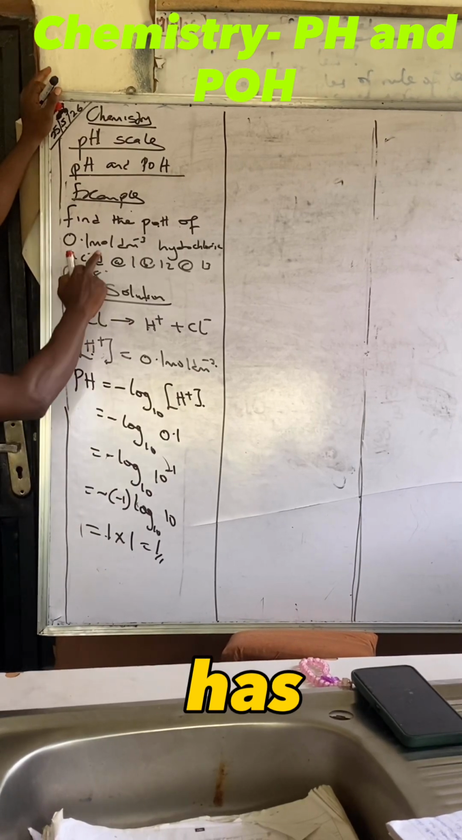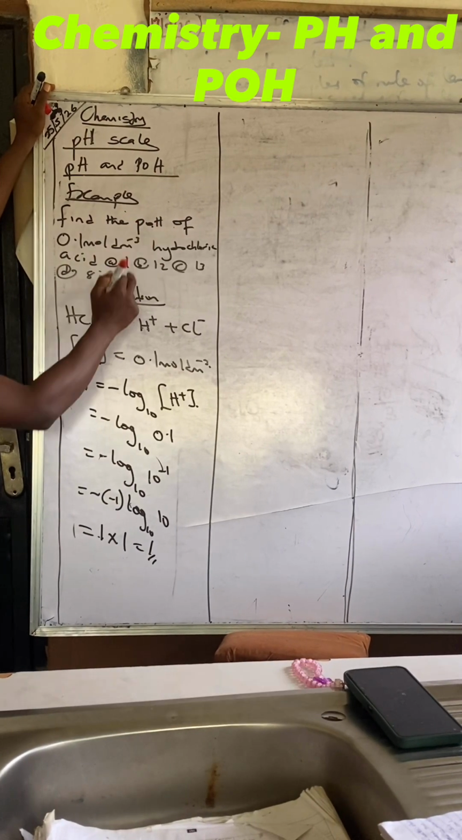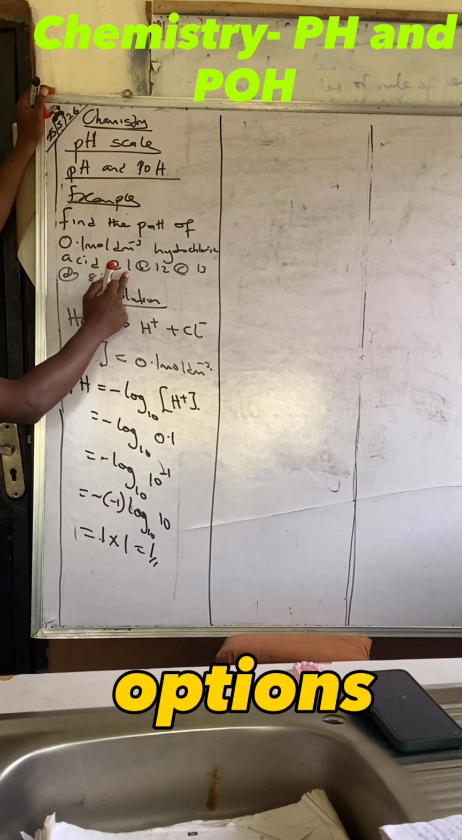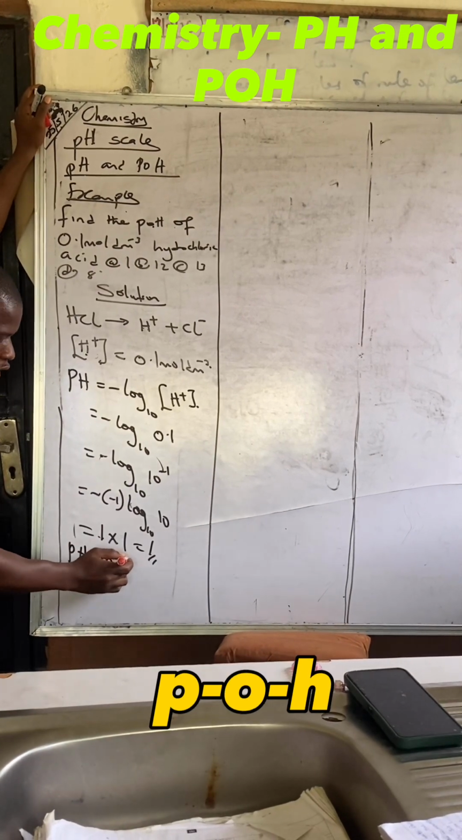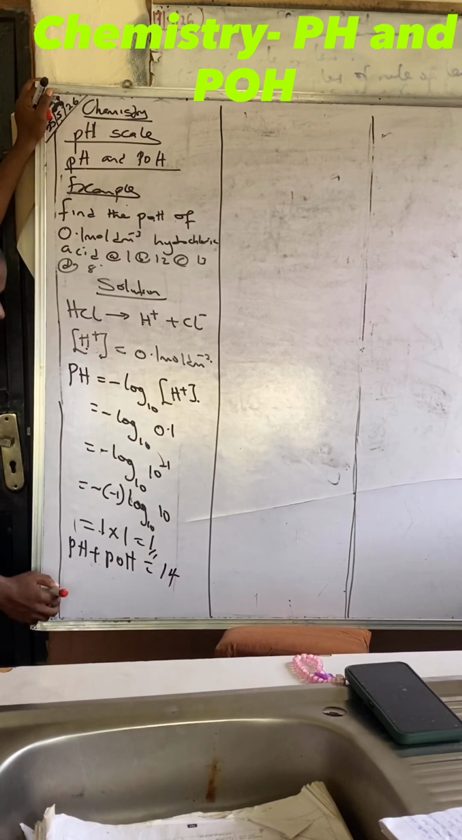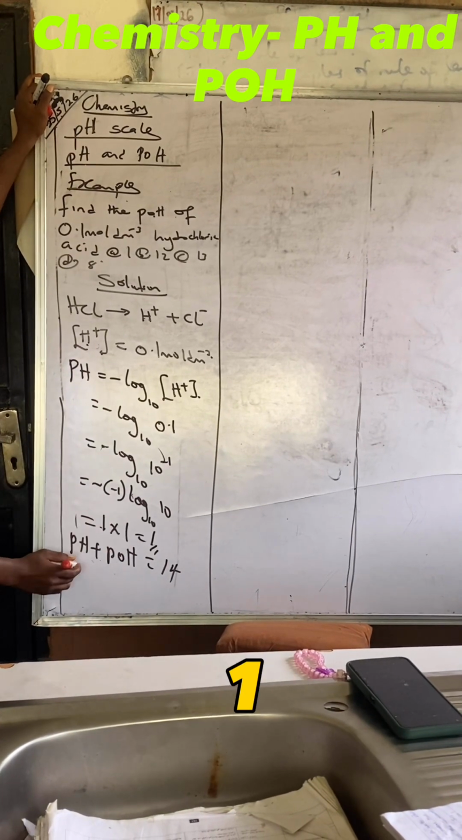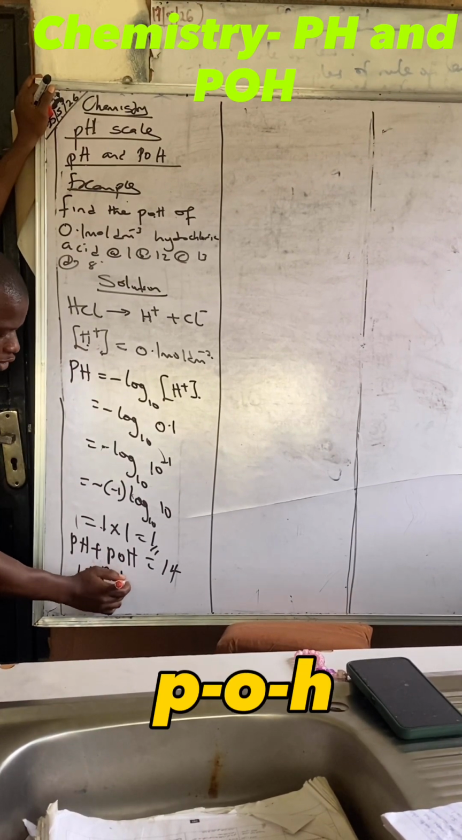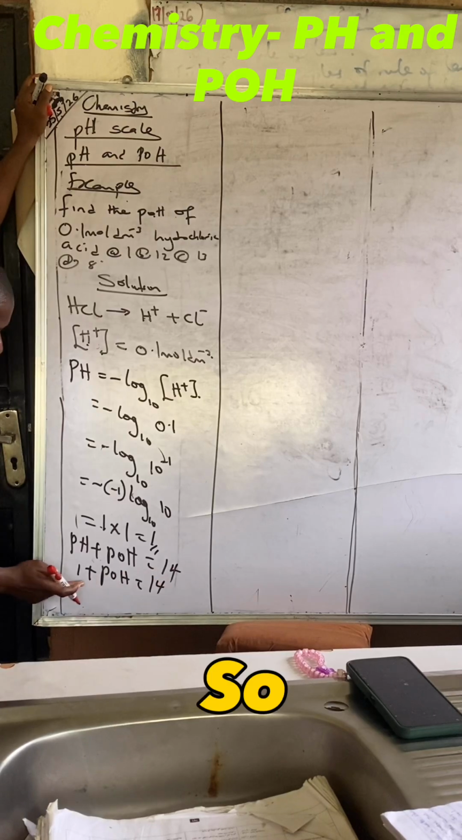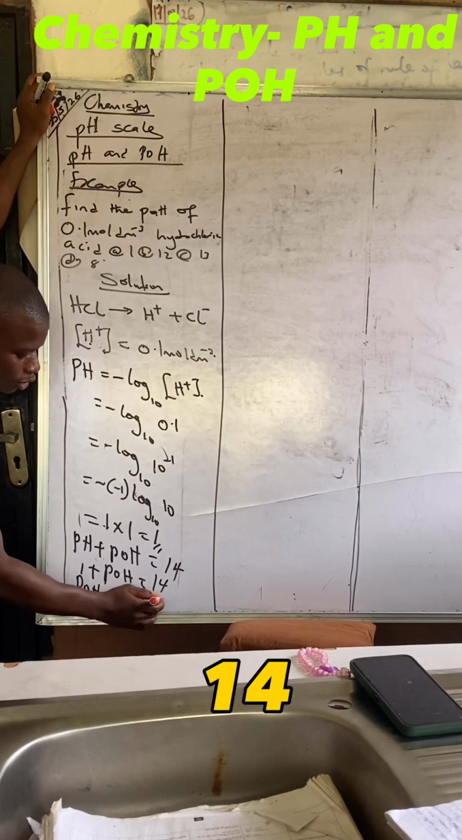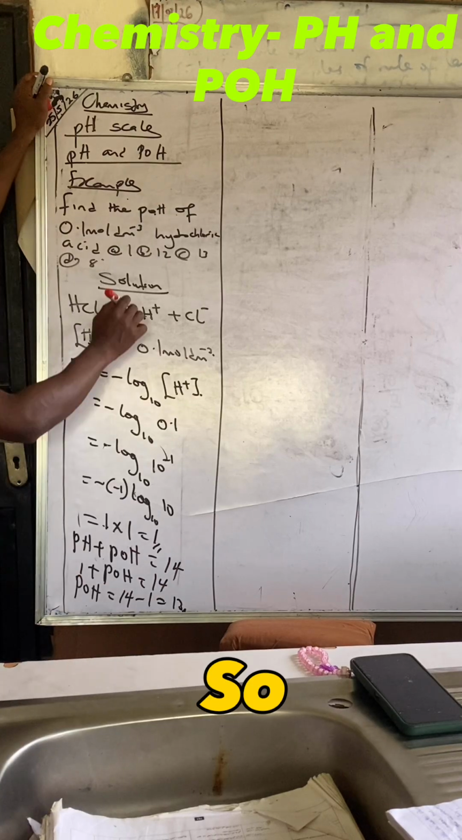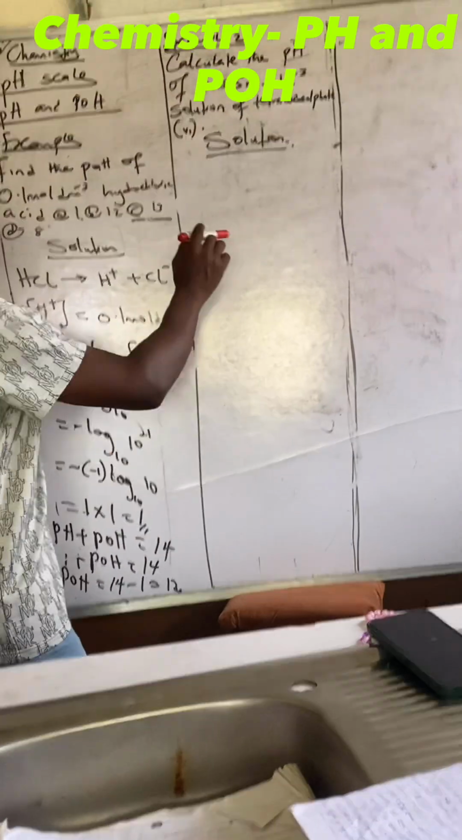And the question asks us to get pOH. You see 1 is part of the options. So let's go there. pH plus pOH is equal to 14. If my pH is 1, then 1 plus pOH is equal to 14. So my pOH will be 14 minus 1, that is 13. So the final answer to this question is 13.